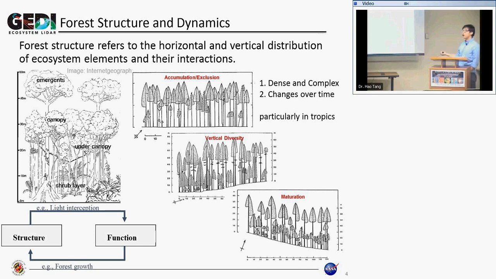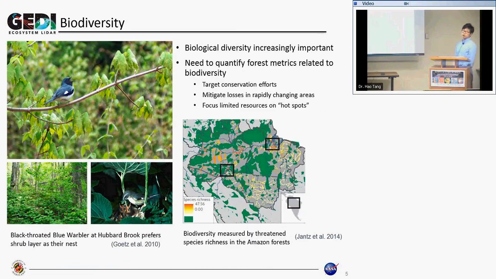People might ask, why do we care? Why not just kill all the things off? So here's the reason. Of all the important functions, I will just name two of them. The first one is biodiversity. Biodiversity matters, and we are losing it rapidly. Here in the Amazon forest, all the red color indicates the presence of endangered species. So it's pretty extensive over this area.